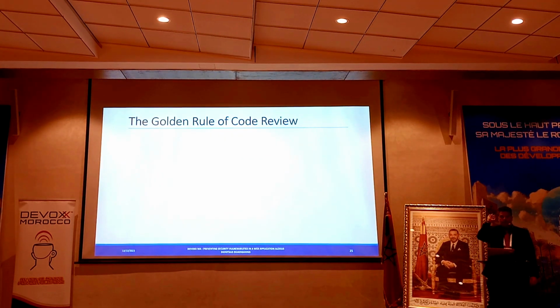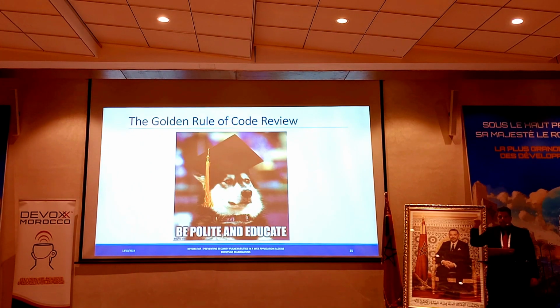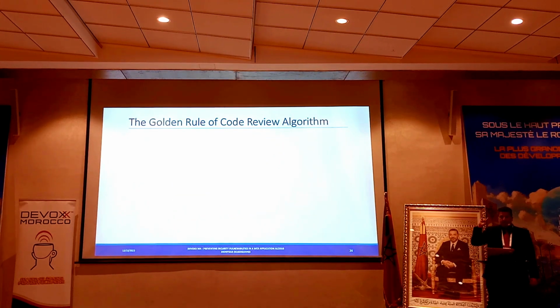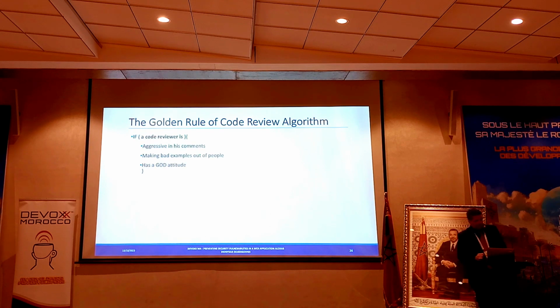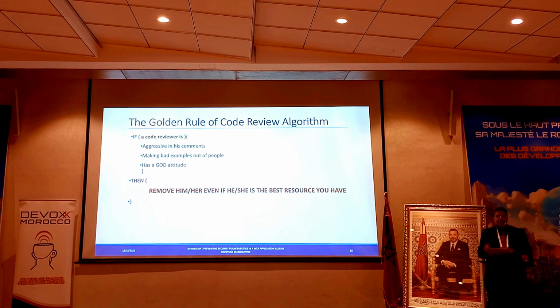Now, the golden and most important rule of code review is be polite and educate people. Don't be rude in your code review. Specifically, in all of my teams, I apply this algorithm. If a code reviewer is aggressive, is giving bad examples, or has a bad attitude syndrome or something similar, then remove him or her from your team, even if he is the best resource you have.